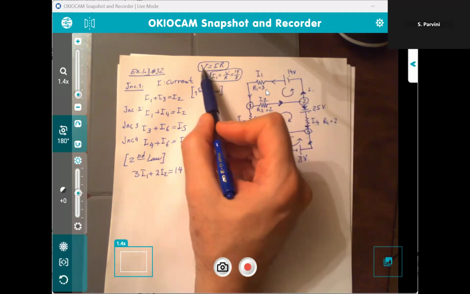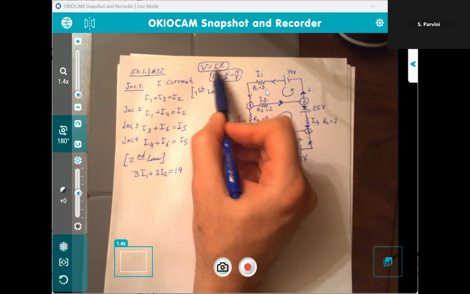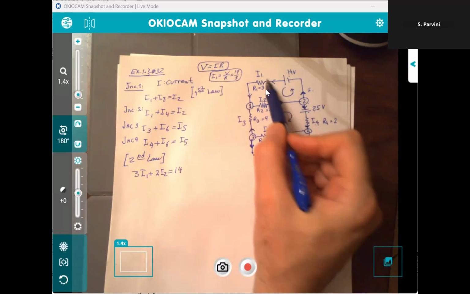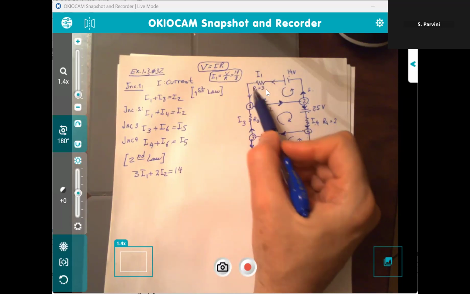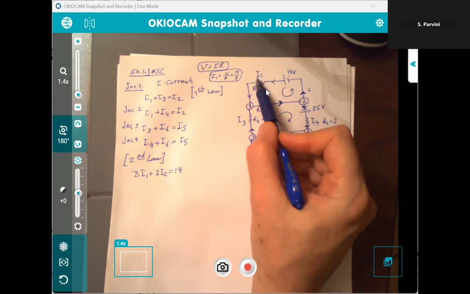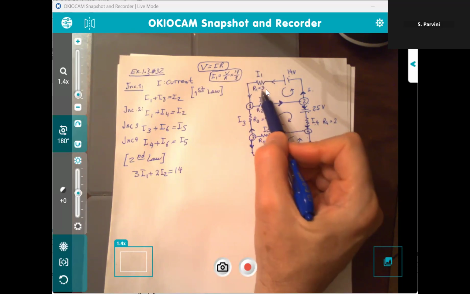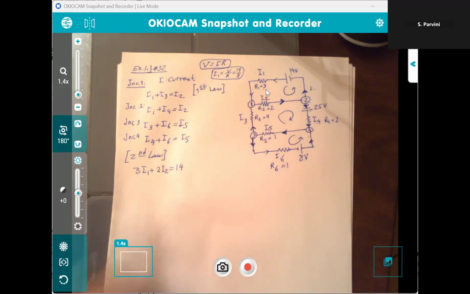Again, we're doing voltage equal current times resistance. For this resistance, the voltage through here is going to be I1 R1, but then we have a number for R3. So I just plugged in the 3 here.